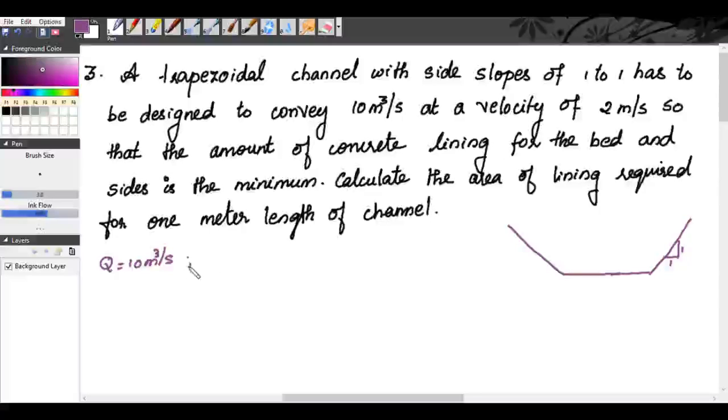At a velocity given as 2 meter per second, so that the amount of concrete lining for the bed and sides is minimum. That means most economical. Calculate the area of the lining required for 1 meter length of the channel. Okay, so if Q and V are given, from this we can find what is A. So Q is equal to area into velocity, so from which we get area is equal to 10 by 2, which is 5 meter square.